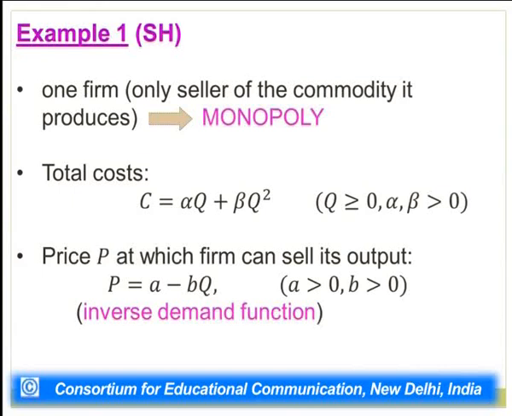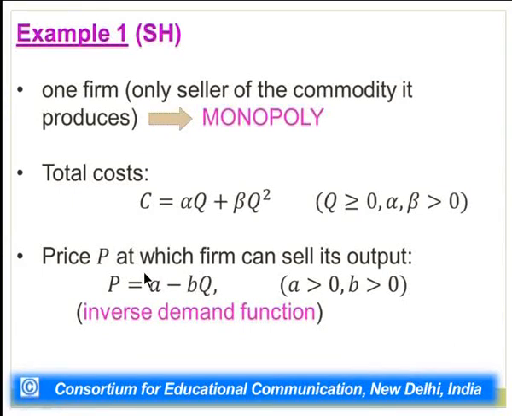Let us assume that the total costs of this firm are represented by the variable C, where you can see my cursor pointing now. So this C represents the total cost function, which is given by the quadratic function alpha q plus beta q square. Here alpha and beta are parameters which are both positive, and q represents the level of output. Because output cannot be negative, we have the restriction that q is greater than or equal to 0.